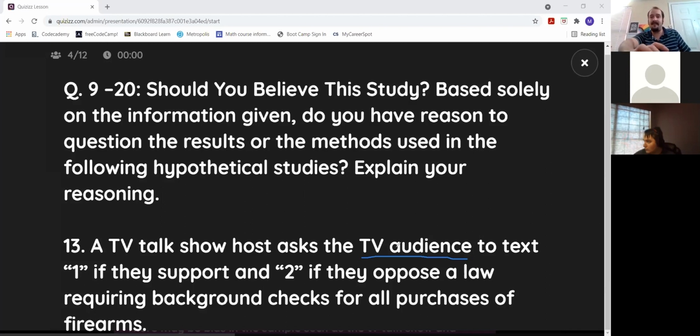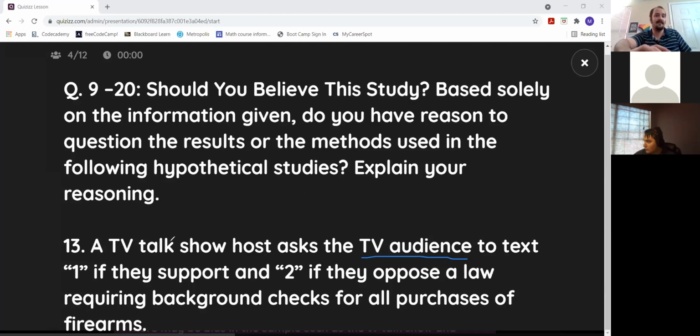So one, they have to have a TV. They have to be watching the TV talk show, so it's got to be a person with the TV, and the person watching the show. And then they also have to have a phone. All three of those things, particularly the fact that they're the TV audience for this particular show, is probably the most limiting factor. That limits the sample that you're getting. It creates a bias in there.